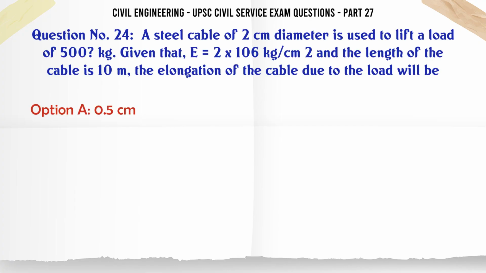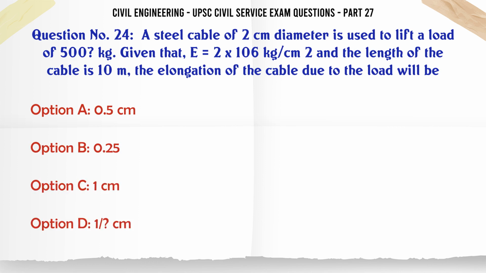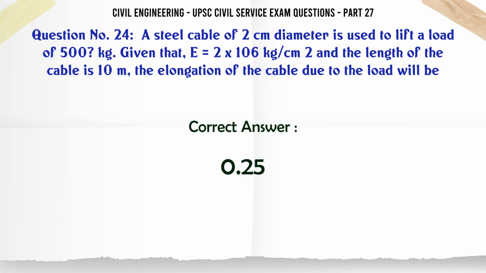A steel cable of 2 cm diameter is used to lift a load of 500 kg. Given that E is 2 × 10^6 kg/cm² and the length of the cable is 10 m, the elongation of the cable due to the load will be: A. 0.5 cm, B. 0.25 cm, C. 1 cm, D. 1 cm. The correct answer is 0.25.